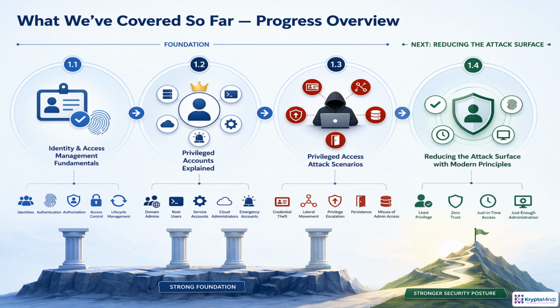So far, we've built the foundation: how identities are managed, which privileged accounts create the most risk, and how attackers exploit elevated access. Now we move from understanding the problem to reducing exposure using least privilege, zero trust, just-in-time access, and just enough administration.